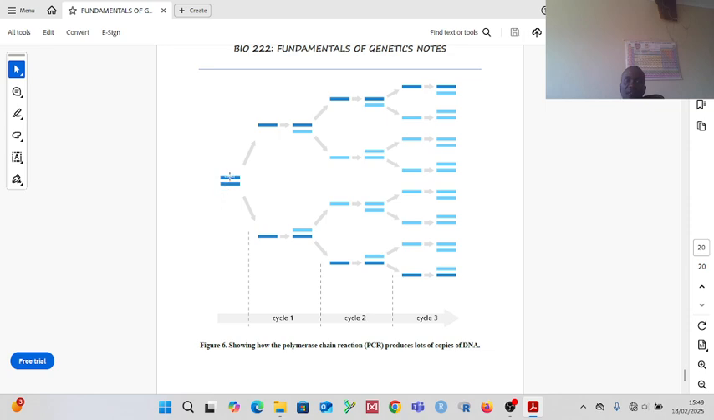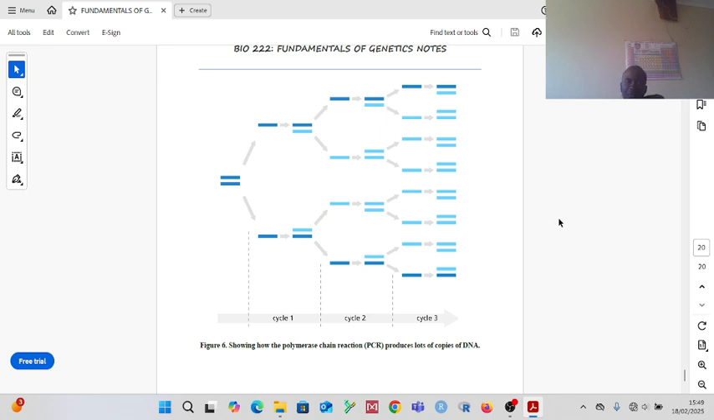We have begun with 1 double strand, and we end up with 2 double strands. When we talk of the second cycle, we now denature these two double strands. Denaturing the two double strands gives us 4 single strands. Once we have 4 single strands, annealing happens across all the 4, then extension happens again across all the 4. So by the end of the second cycle, we now have 1, 2, 3, 4.